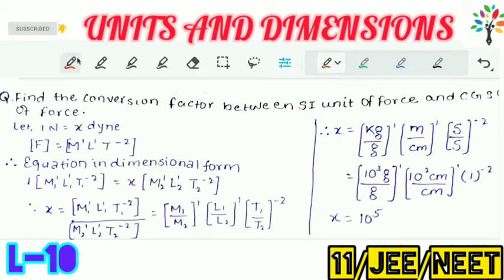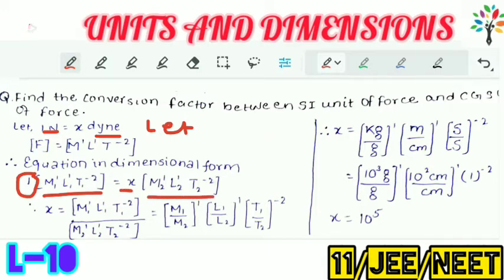So we have, 1 Newton is equal to x dyne. Let F be force. The dimension of Newton, Newton is the unit of force, so dimension of F is equal to M1 L1 T minus 2. In the dimensional analysis video we have discussed the dimension of force, which you can refer to. Now we will write the equation in dimensional form. So it is M1 L1 T1 minus 2, means 1 Newton or 1 unit of force is equal to x unit of force in another unit.